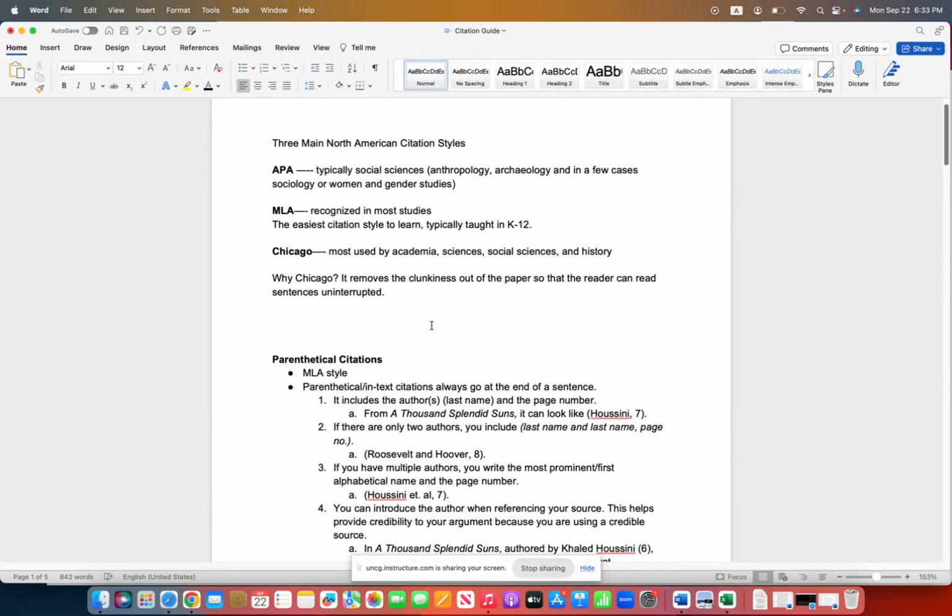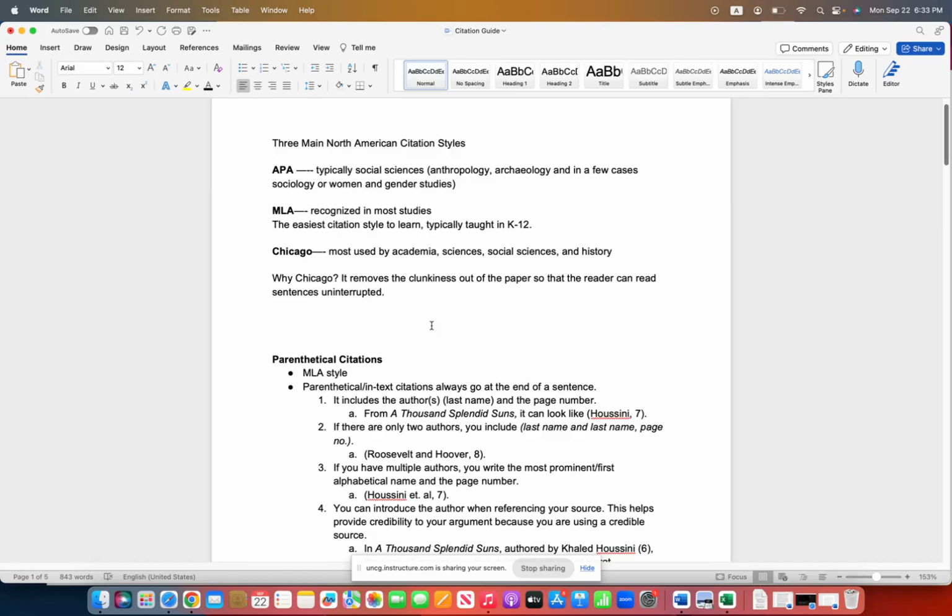All right. Hi, guys. This is going to be a quick overview of how to do citations, especially Chicago. So, I'm just going to start briefly with explaining, at least over here in the United States, we have three main forms of citations: APA, MLA, and Chicago.